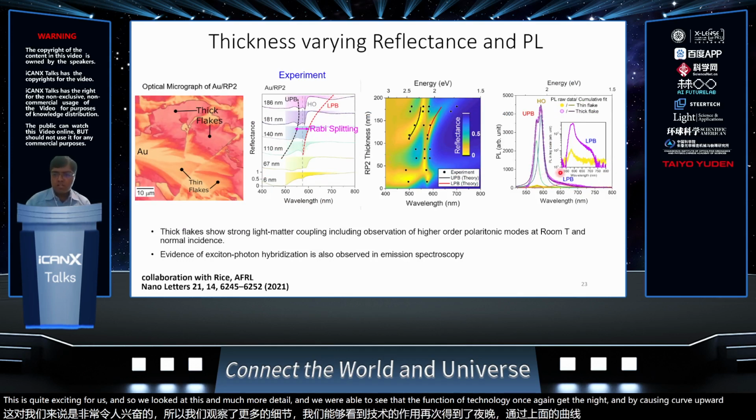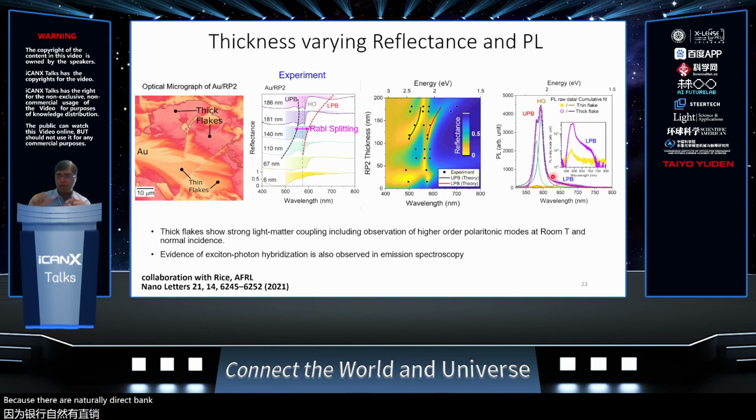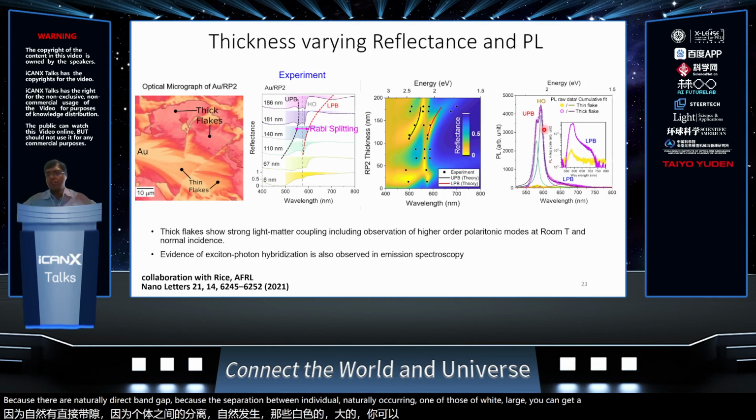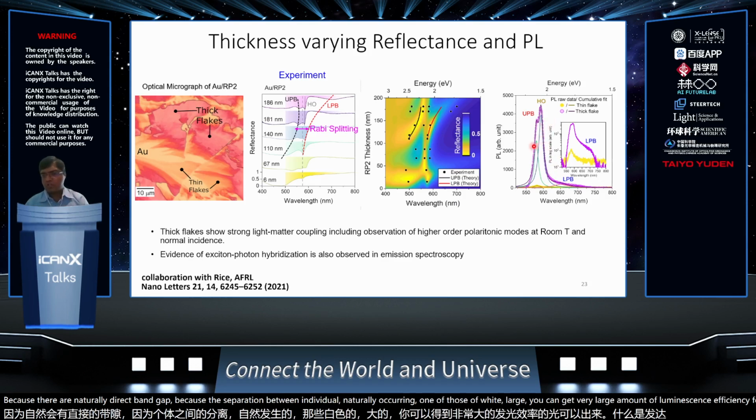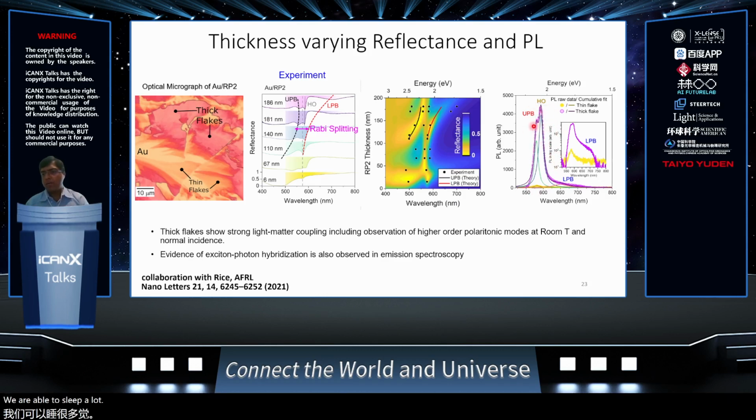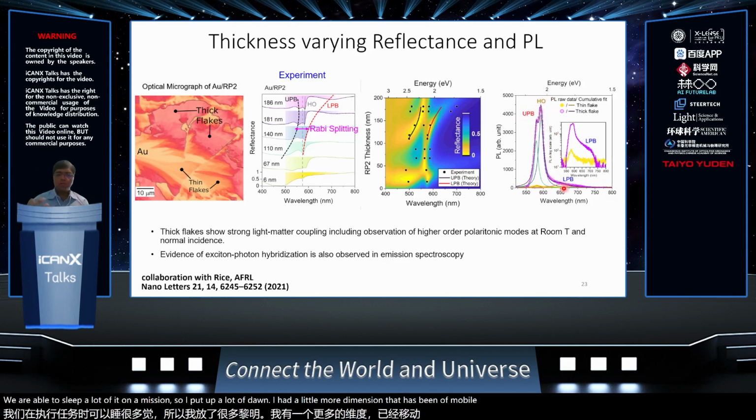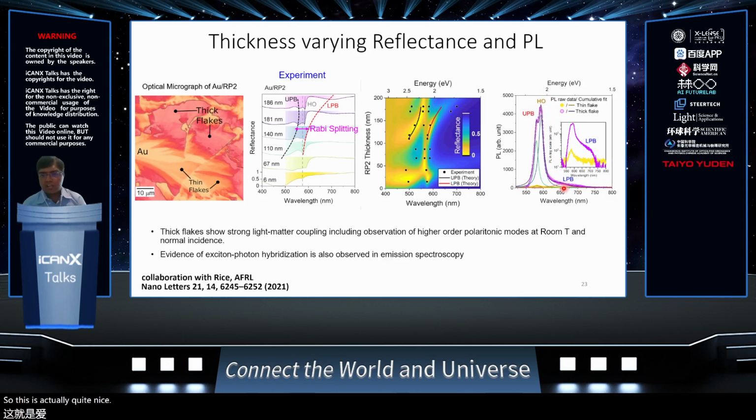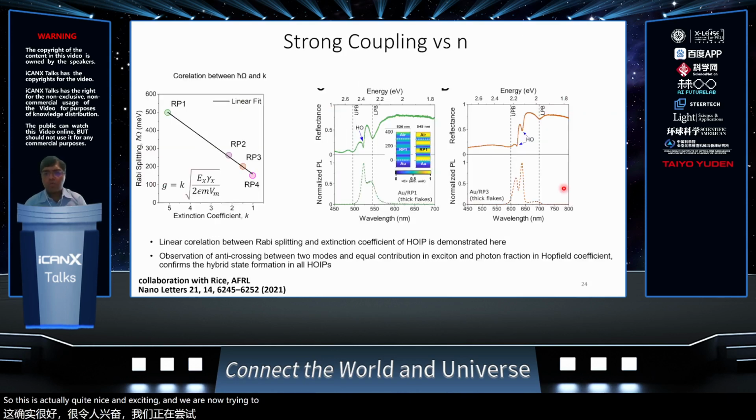But more importantly, in these materials, because they are naturally direct band gap, and because the separation between individual naturally occurring quantum wells is quite large, you can get a very large luminescence efficiency. So light can come out very well of this material. So even at room temperature under ambient conditions, we are able to see polariton emission: upper polariton, higher order mode emission, as well as lower polariton emission. So this was actually quite nice and exciting. And we are now trying to figure out if we can see polariton lasing from them.